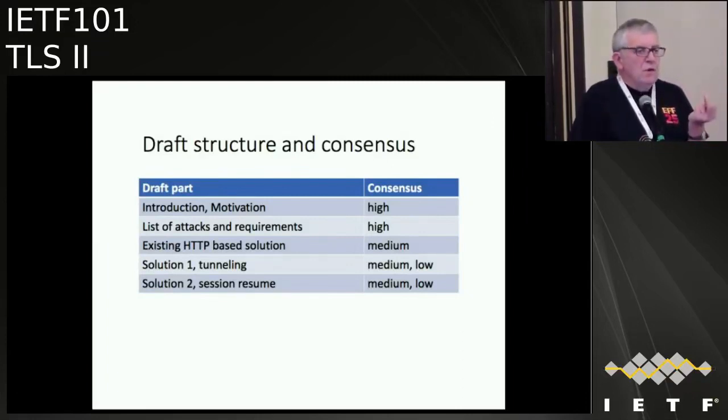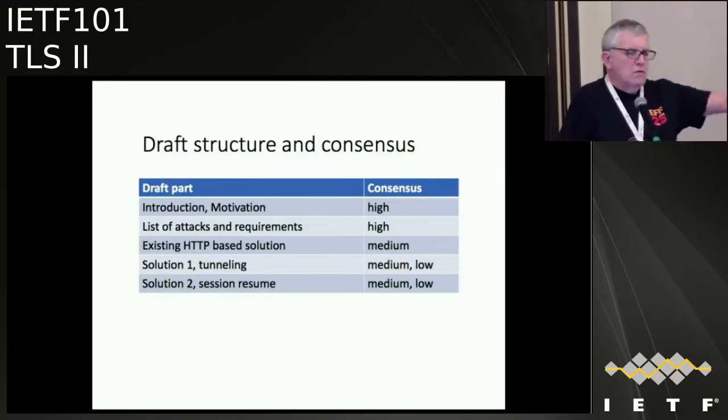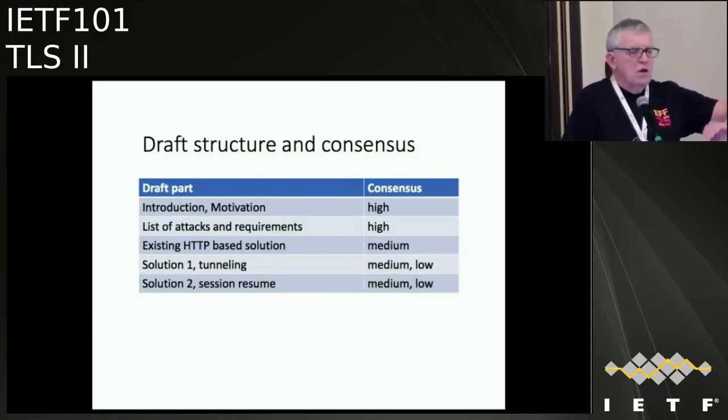The list of attacks and requirements, both the motivation and the list of attacks, I think have a good consensus from what I read in the email and then in the list. We don't have that much consensus on the proposed solutions. And one of the solutions, the HTTP solution, is not really a solution, it is documentation of stuff that does exist in HTTP today. But the proposed solutions using either tunneling or session resume have basically low consensus.